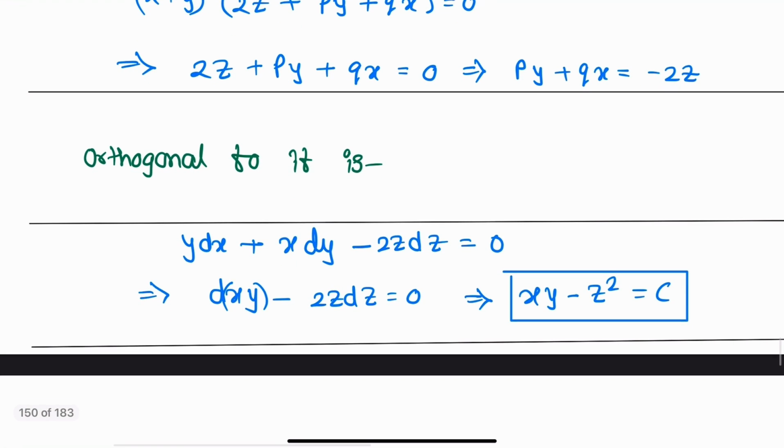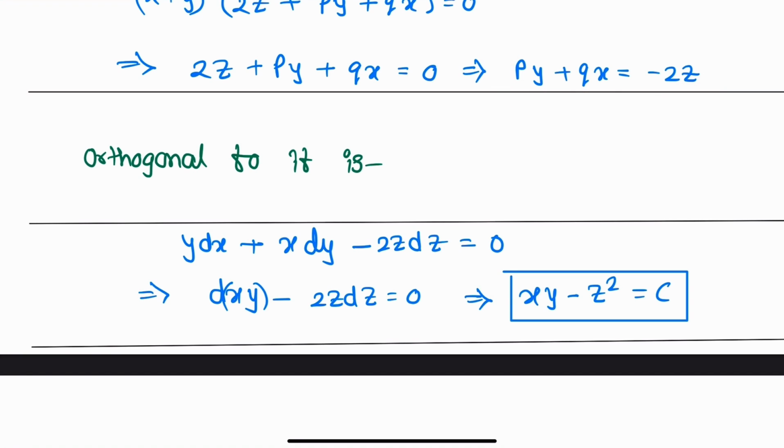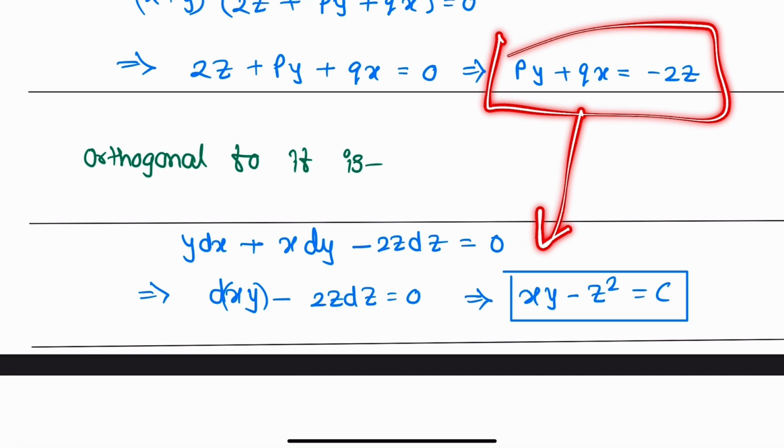Okay. Now this particular term we can write as d of xy minus 2 dz equals 0. Just integrate it. We will get xy minus z square equals c. And this is the required orthogonal surface. So while solving a difficult question, we reached a differential equation of type 2 to get an orthogonal surface, and we solved it. So we are done with type 1 and type 2.